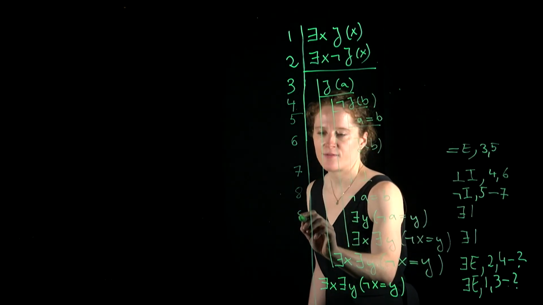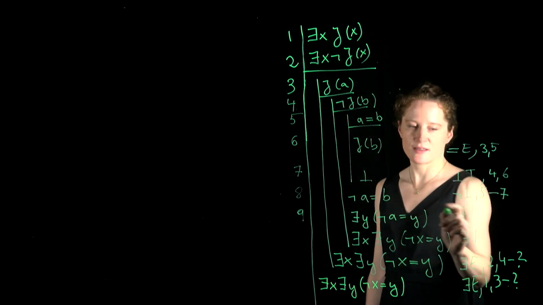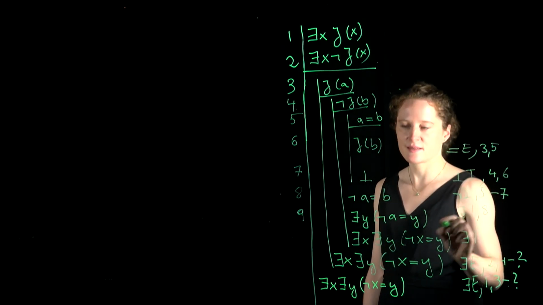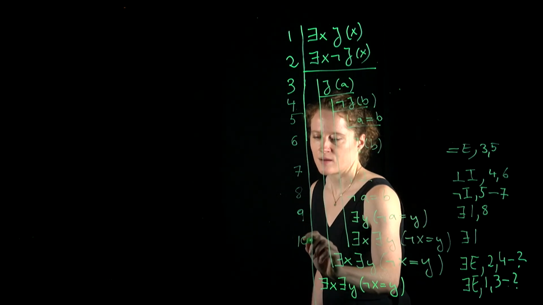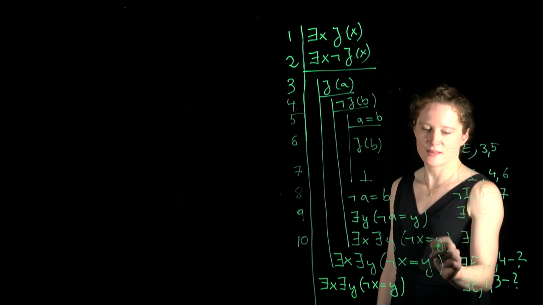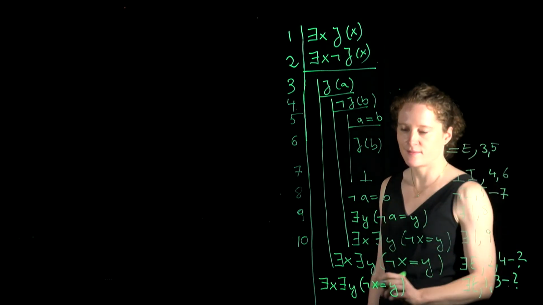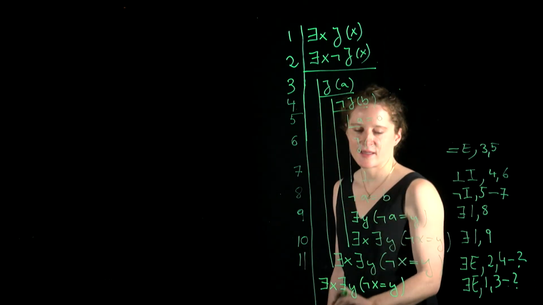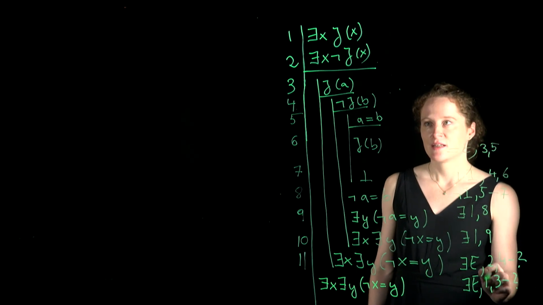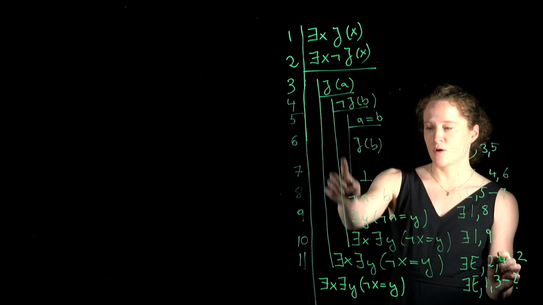And then I can infer that there is a Y such that A is not identical to Y using existential introduction applied to line 8. And I can infer that there is an X and there is a Y such that X is not identical to Y using existential introduction applied to line 9. And now I can infer the same sentence once again using existential elimination applied to line 2 and the subproof from line 4 to line 10.